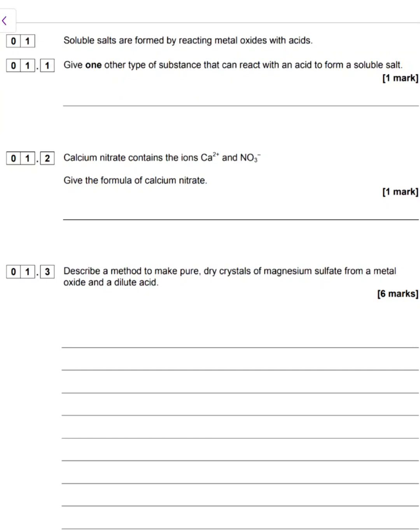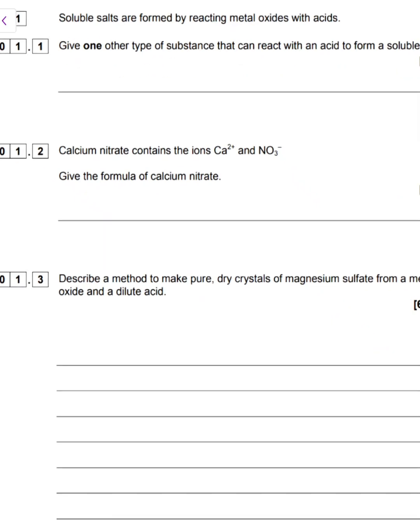Year 11 mock exam, question 1, off we go. So first question is actually 4 answers to this question. It says give, which is basically a similar command word to state, one substance that can react with an acid to form a soluble salt. The most straightforward answer would be to say alkali.